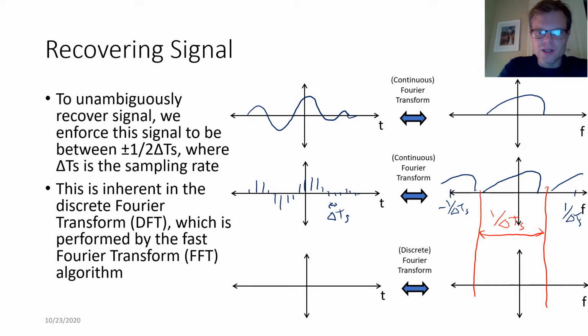So if we feed a set of digitized samples like so into the discrete Fourier transform, all we see is what's sometimes referred to as the baseband signal, or this central region of what we would get with the continuous Fourier transform.